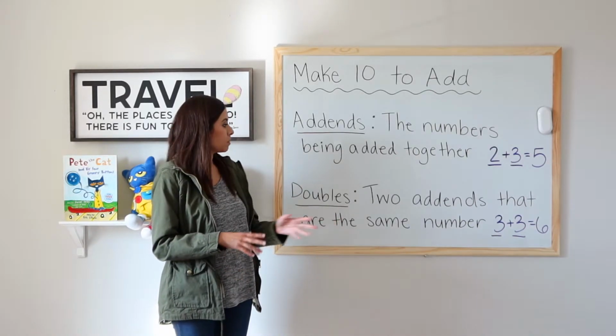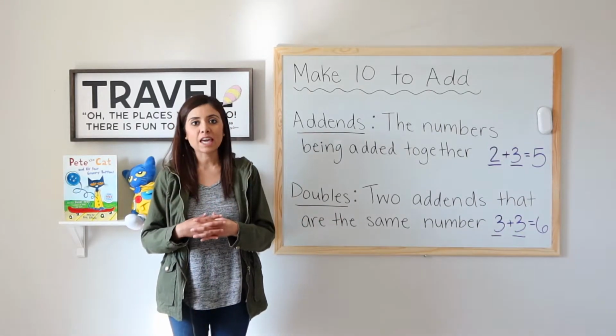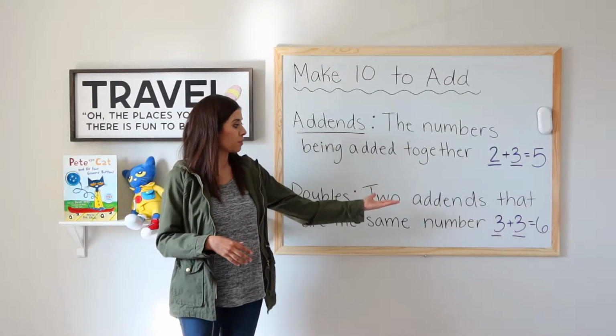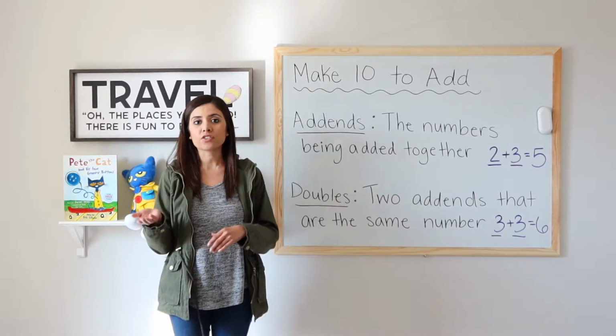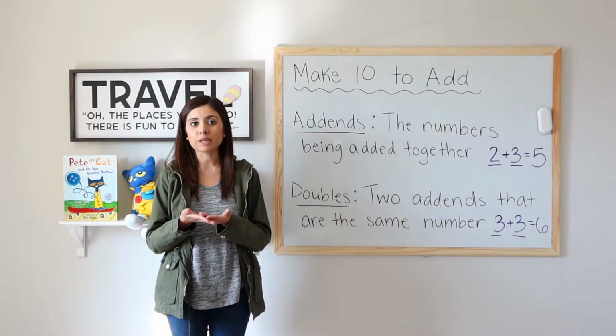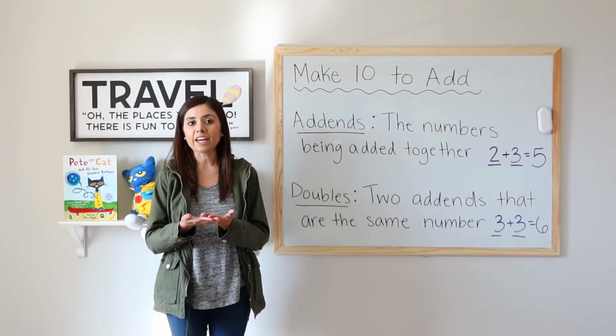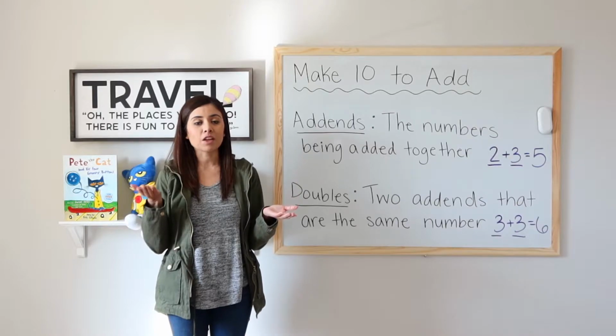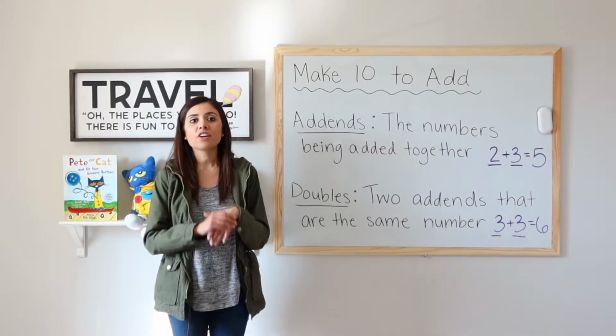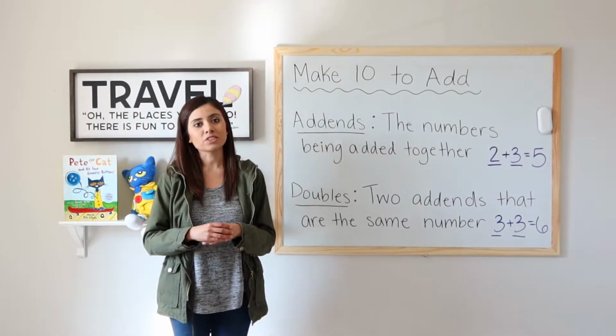Doubles. Doubles are two addends that are the same number. 3 plus 3 equals 6. 3 and 3 are the two numbers being added together. They are the addends. They are the same, 3 and 3, right? Therefore, they are called doubles.